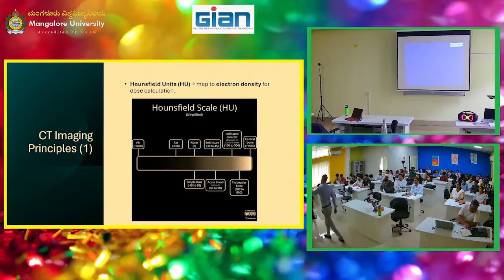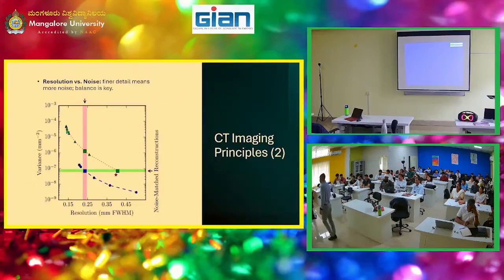So fat is negative 100, water is 0 right here. Soft tissues are 30 to 45, okay? So that's kind of cool. We're taking the CT scan and mapping it with Hounsfield units. And in doing so, what we can then do is determine our planning.